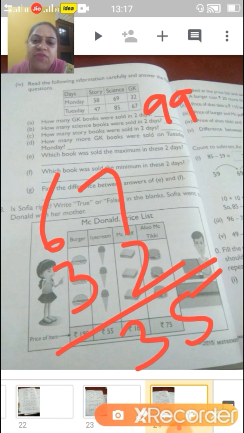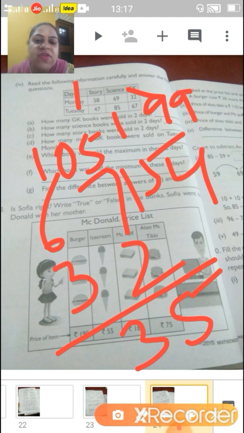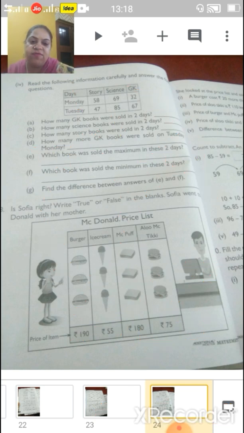Which book was sold the minimum in these 2 days? Which book? Here it is 99, here it is 154, and storybook is 105. So GK books sold minimum, because it is 99. Story and science books sold more, it is 105 and 154.